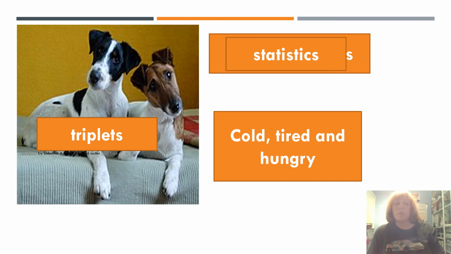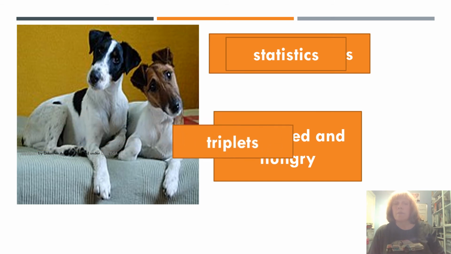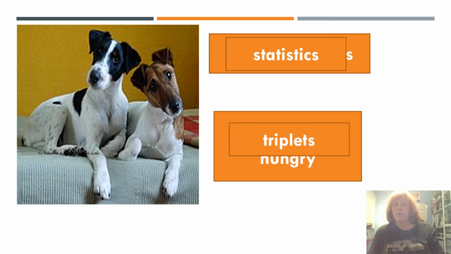So what about triplets? Well, with triplets, we sometimes call this the rule of 3. And it's when you have 3 ideas put together, and that might actually be 3 adjectives, or it might actually be 3 words that are nouns. But in this particular case, the triplets are cold, tired, hungry. Well done if you got triplets. I definitely would expect you to get statistics.